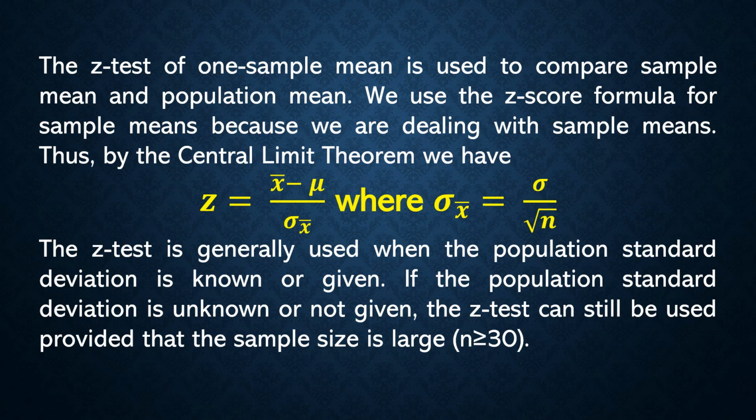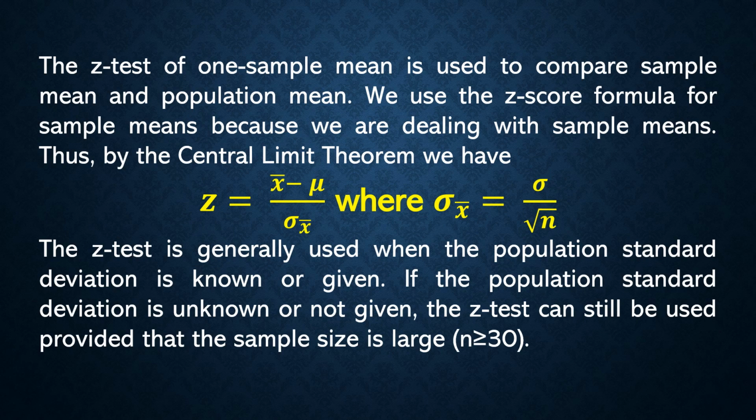The z-test of one sample mean is used to compare sample mean and population mean. We use the z-score formula for sample means because we are dealing with sample means. Thus, by the central limit theorem, we have z equals x bar minus mu all over sigma sub x bar, where sigma sub x bar is equal to sigma over square root of n. I know that you are all familiar with this formula because we already discussed this during our third quarter period where we discussed the central limit theorem.